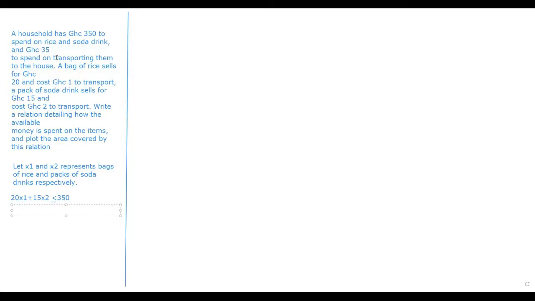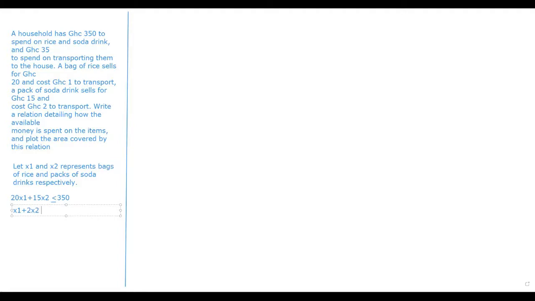So now when you buy the bag of rice, the amount you are going to spend on transporting the rice to the house is what? 1 Ghana cedi. So it is 1x1. You don't write 1x1, just write x1 plus the amount you are going to spend on transporting the soda drinks from the place you bought them to the house. That will be what? 2 cedis. So 2x2.